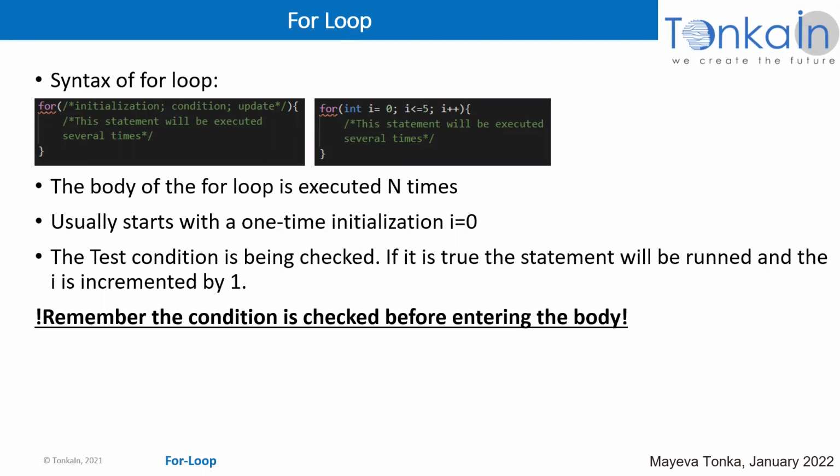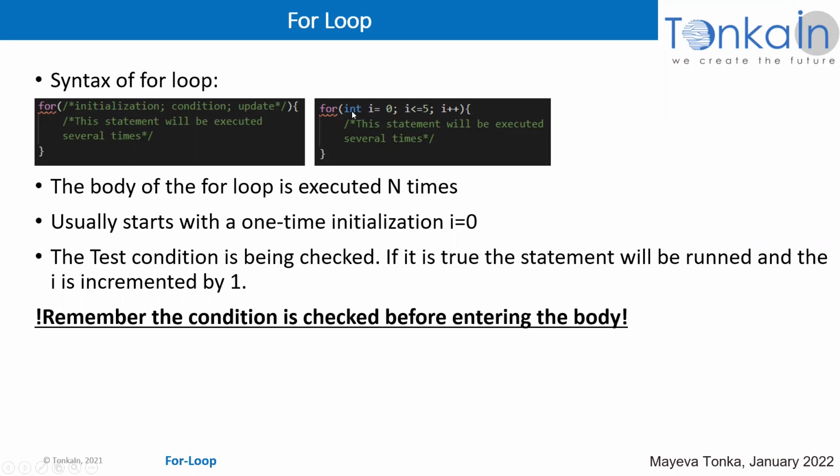The syntax of a for loop is, as you can see, we have the initialization, then the condition, followed up with the update, and in the brackets, or in the body, you see the statement will be executed several times. Usually we start with a one-time initialization, mostly with 0 or 1, as you can see here.